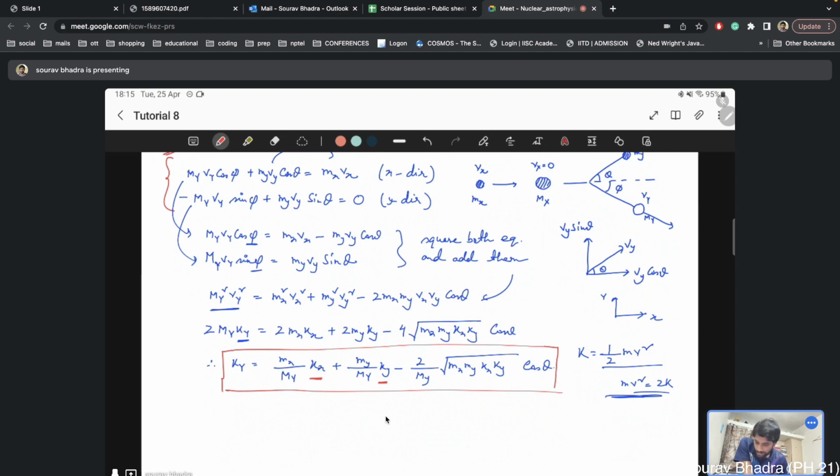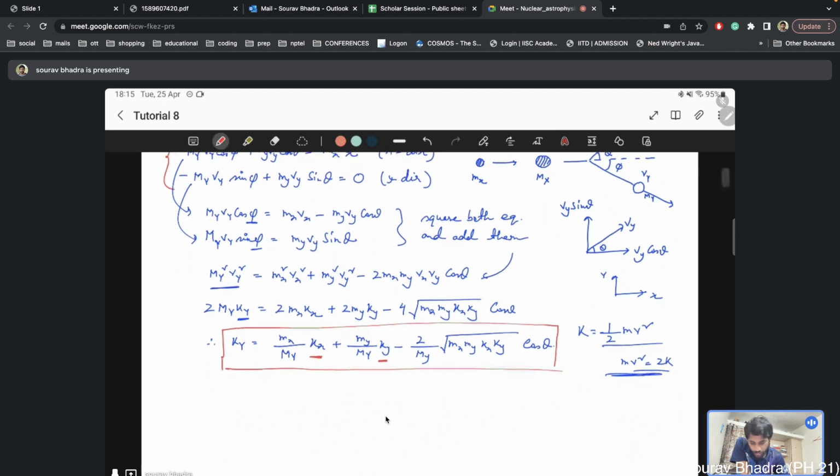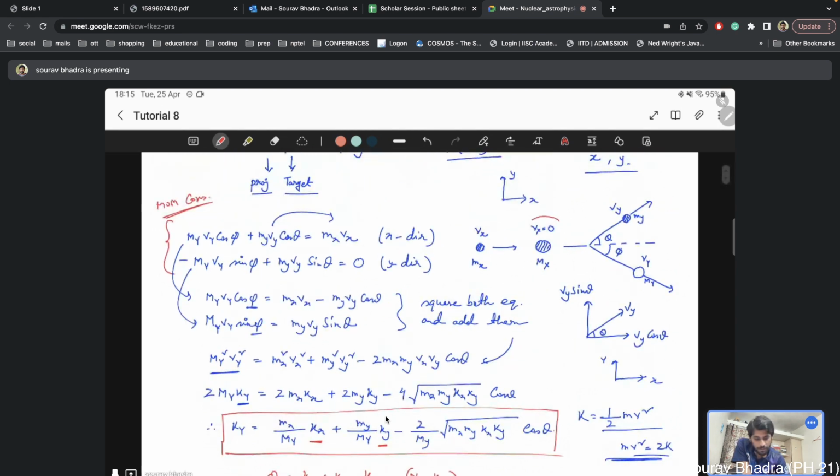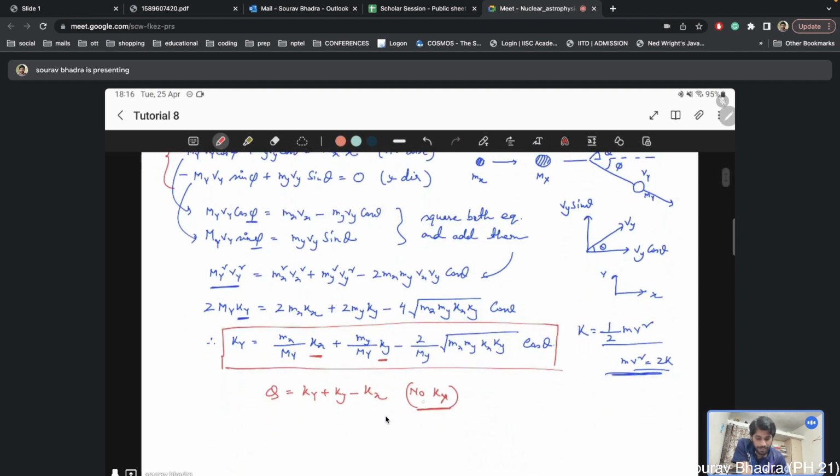Okay, yeah. So one thing we can also do is write the Q value of a particular equation, that is Ky plus k small y minus k small x. You can see there is no term, no k capital X, because we have considered the velocity of capital X is 0. That means it doesn't have any momentum and doesn't have any kinetic energy. So that's why no k capital X will be there.